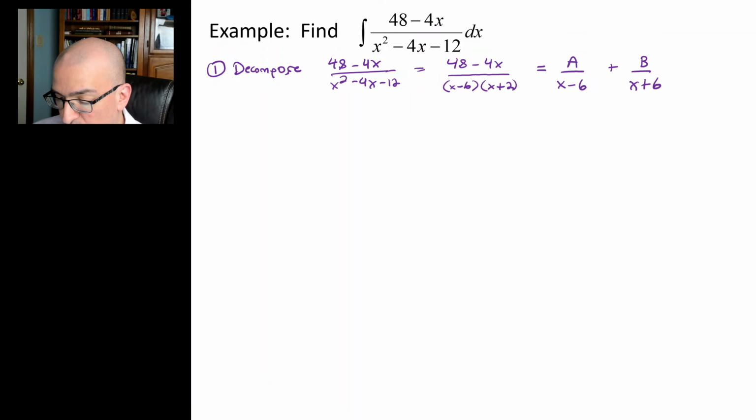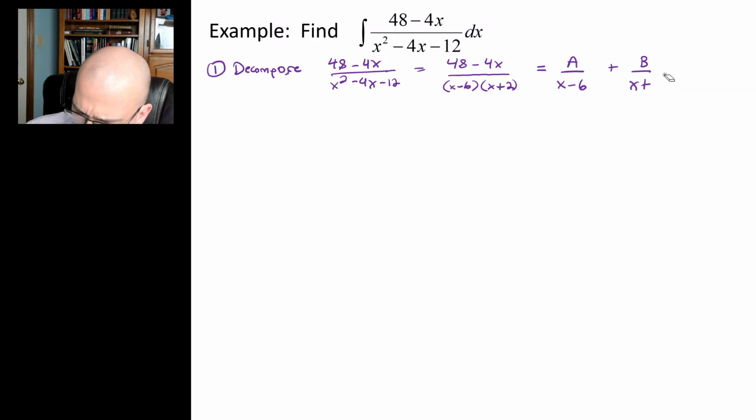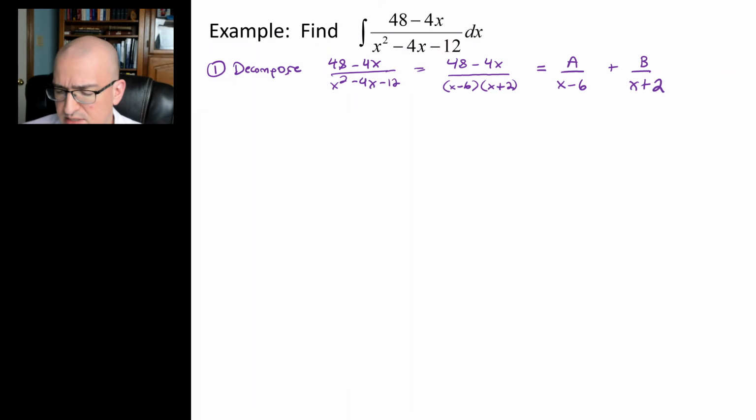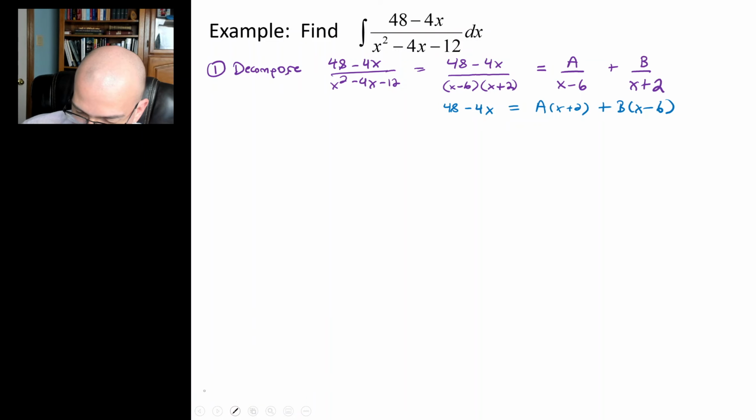So if this is the form of the decomposition that we're going to do without the typo, plus 2, not plus 6, then we're going to have to find a and b. We're going to have to find the unknown coefficients. I'll use the special method where we get rid of the denominator, multiply both sides by x minus 6, multiply both sides by x plus 2, and cancel everything that cancels. And we get 48 minus 4x is equal to a times x plus 2 plus b times x minus 6. This is true for all x.